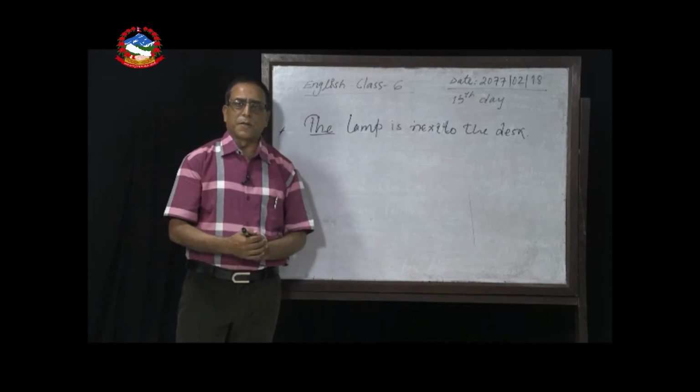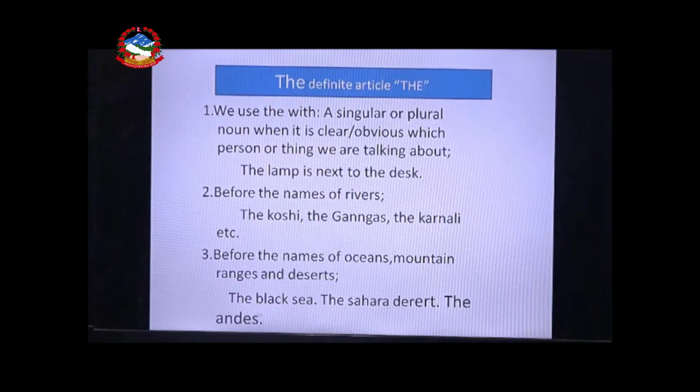Let's go to the next point. Before the names of oceans, mountain ranges and deserts. Dear students, be clear about it. Before the names of oceans, mountain ranges and deserts, we use the article. For example, the Black Sea. The Black Sea is one ocean, sea, and we use the article here.